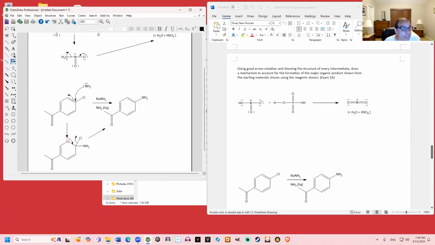What it doesn't have is one step. If you drew this as an SN2 reaction, with this attacking here and the chloride leaving at the same time, that would be wrong. That would lose points. It is not an SN2 reaction. It takes two steps in order to do a nucleophilic aromatic substitution. And that's it for that page. There's just two more mechanisms, and then we're done.